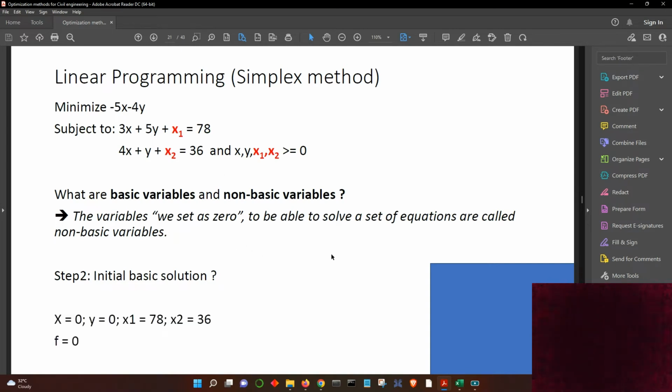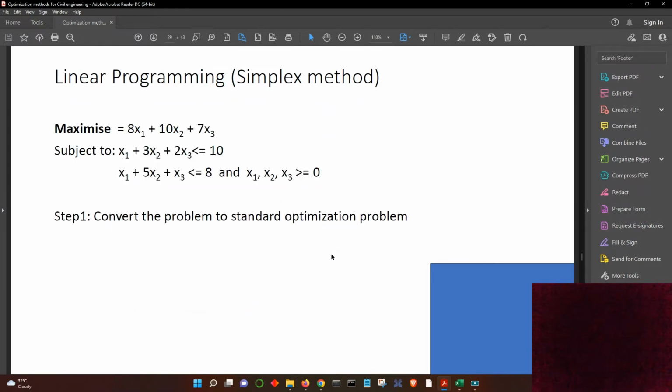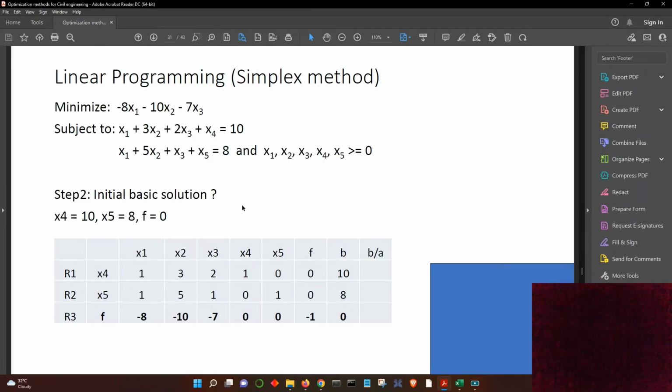Okay. So for this particular question, we have two equations and five variables. We set x1, x2, x3 as 0, the non-basic variables. Initially we say these are non-basic variables and we will set them as 0. Then x4 will be equal to 10 and x5 will be equal to 8, and the value of f will be 0. So this is the initial basic solution that we get after setting the variables forcefully to 0.